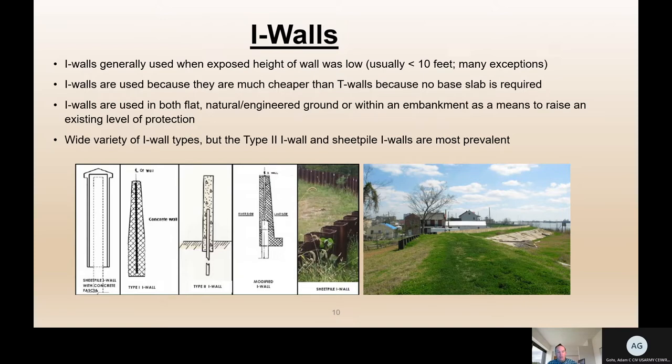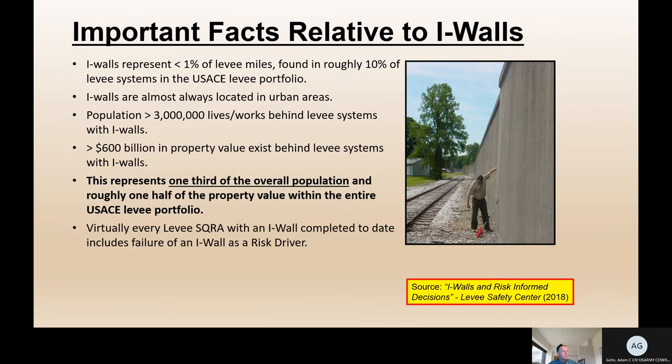And a lot of the I-walls that failed were embankments in New Orleans, soft embankments built by cast soils. The Type 2 I-wall, the middle of the five shown there on the lower left, is the most prevalent type. That's the type that was used almost exclusively in New Orleans and in many places around the country.